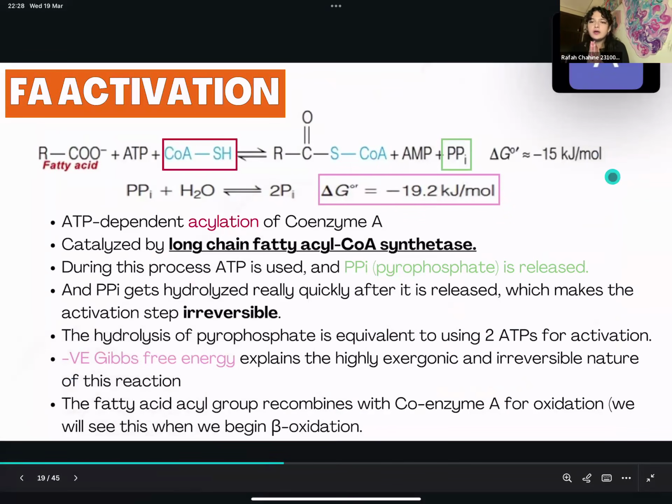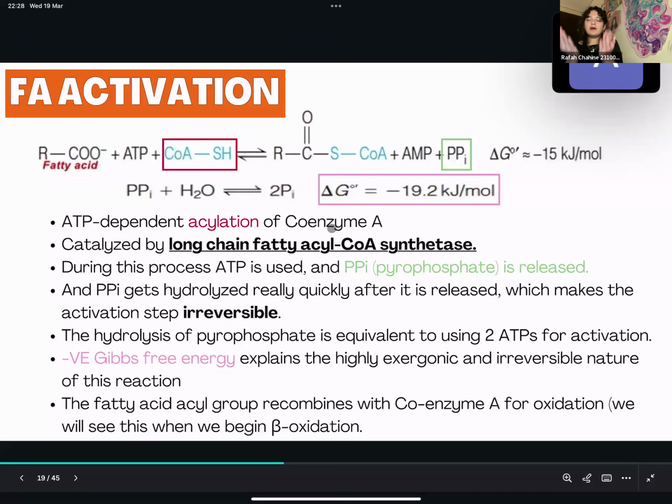Okay, and it looks like a lot, but it's actually pretty simple. Now, if I ask you, what are the steps of fatty acid activation? I want you to answer and tell me it is adenylation and acylation of coenzyme A. But if I ask you, what is the meaning of fatty acid activation? You're going to tell me it is ATP-dependent acylation of coenzyme A. What does this sentence even mean?